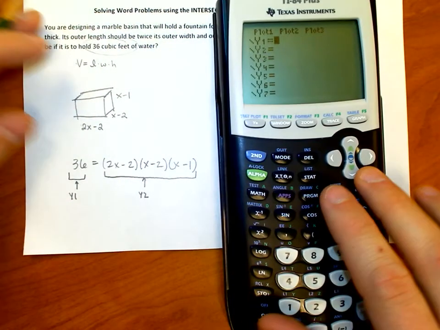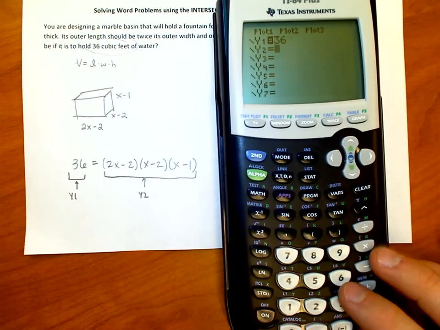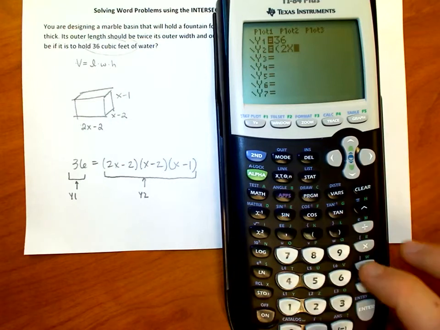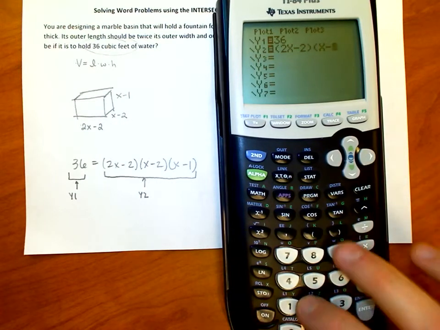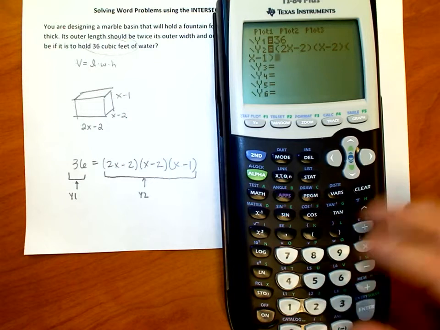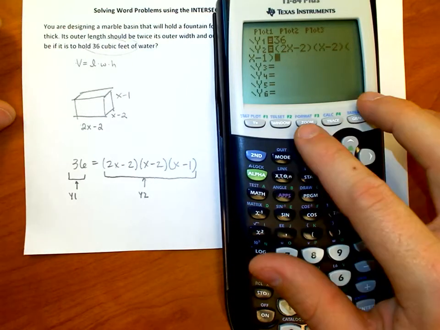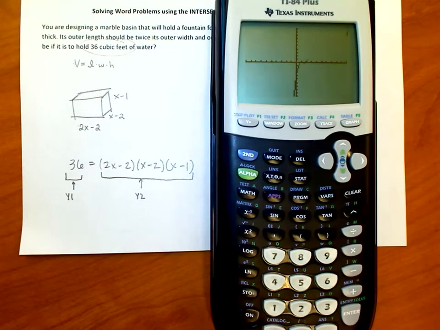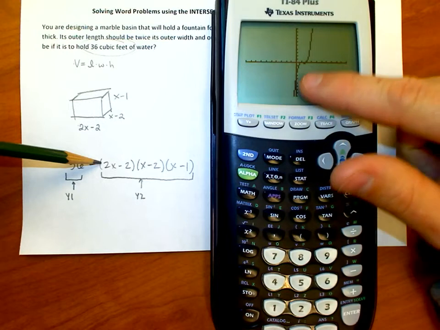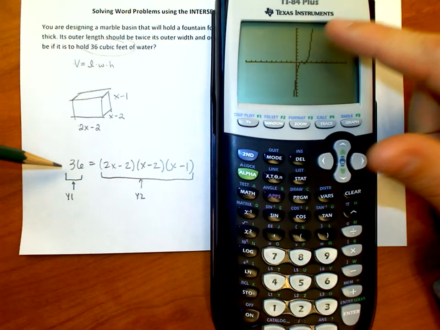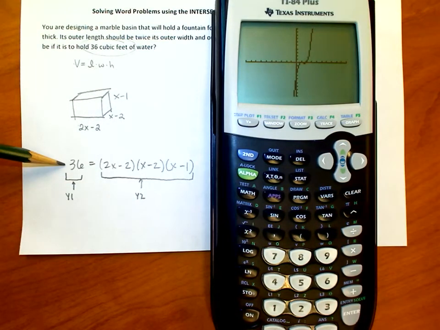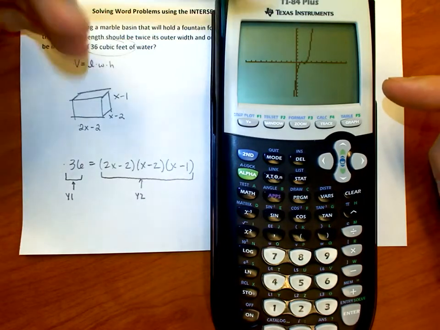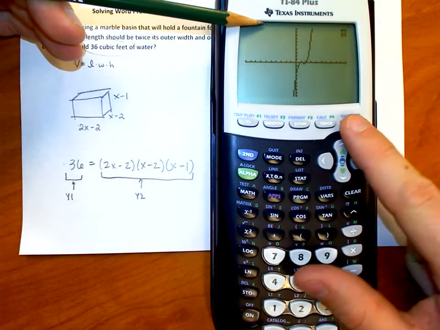So let's go graph. y1 is 36. y2 is 2x minus 2, x minus 2, x minus 1. I'm going to graph these. And the problem is whenever I graph it, there's the first line. Here's y2, the curve. Where's the 36? I don't see it anywhere, right? And the problem is of course, I'm only graphing up to 10. If we go to the table, we're going to see it pretty clearly.